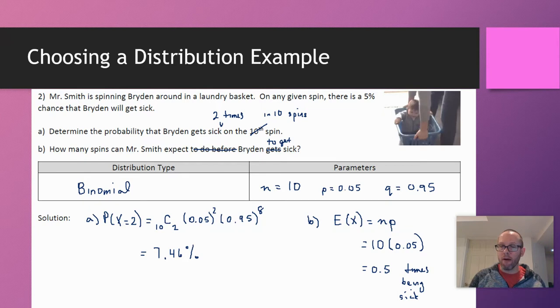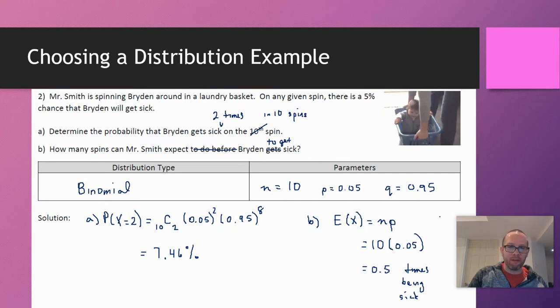So 0.5 would mean, let's say for example, because it's 5%, which is like 1 out of 20, every 1 out of 20 spins, Bryden gets sick. So if I spun him 10 times and then another 10 times, that's 20 times. In those 20, I expect him to get sick 1 time. And so for those 10, we divide by 2, and we get 0.5 times on average being sick. Sorry about the wording there. Definitely we'll fix that up on your lesson sheet.